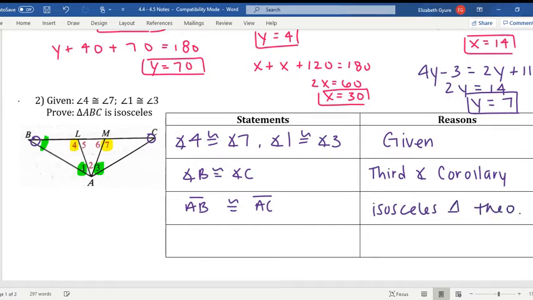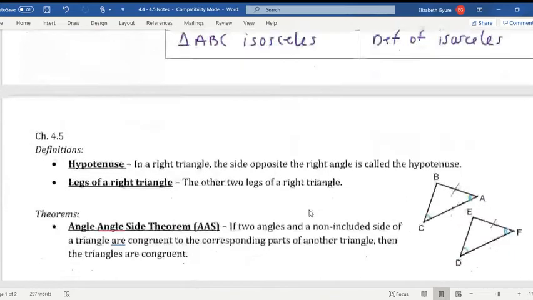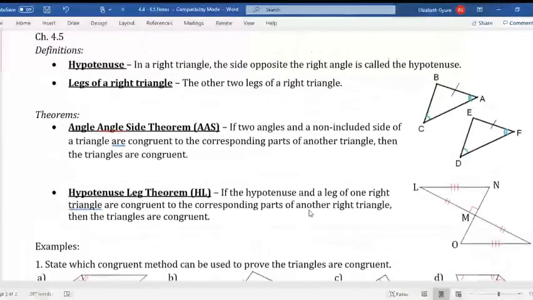Isosceles triangle theorem. Good. And now, if the two sides are congruent, is it an isosceles triangle? Yeah. So triangle ABC is isosceles. That is the definition of isosceles. Good. Make reasonable sense? Great. All right, onward.